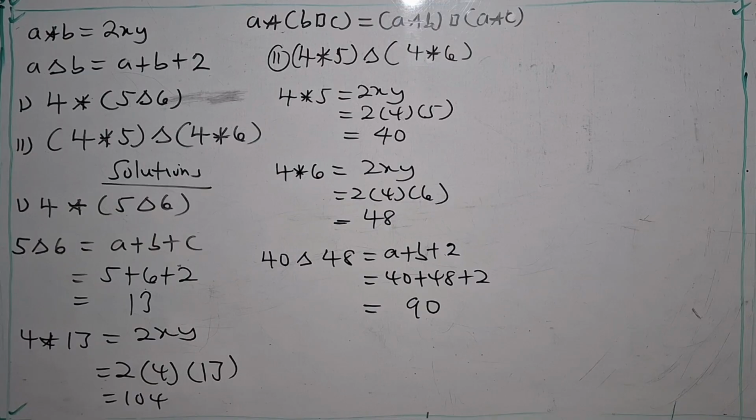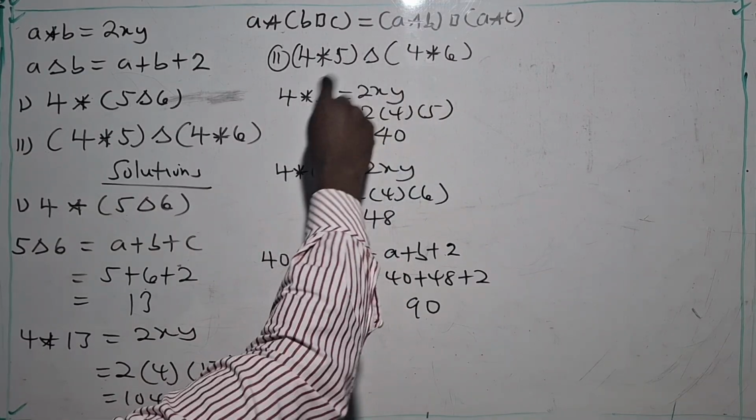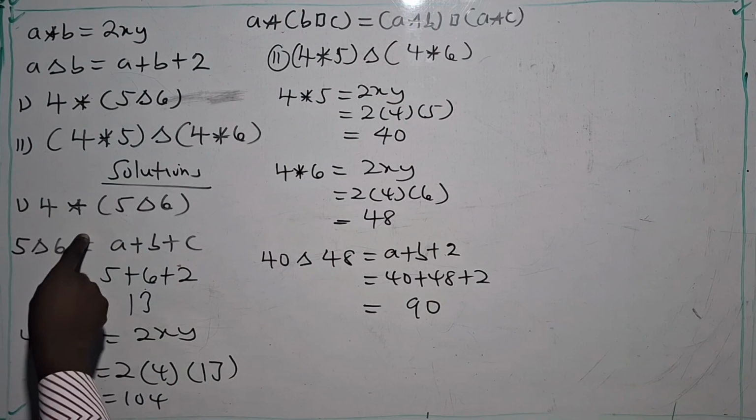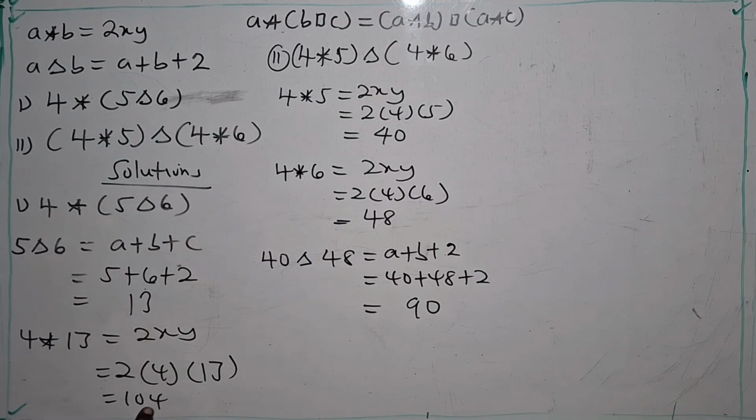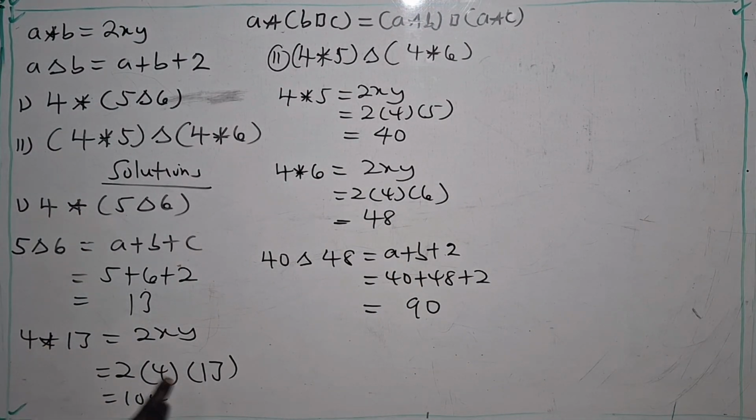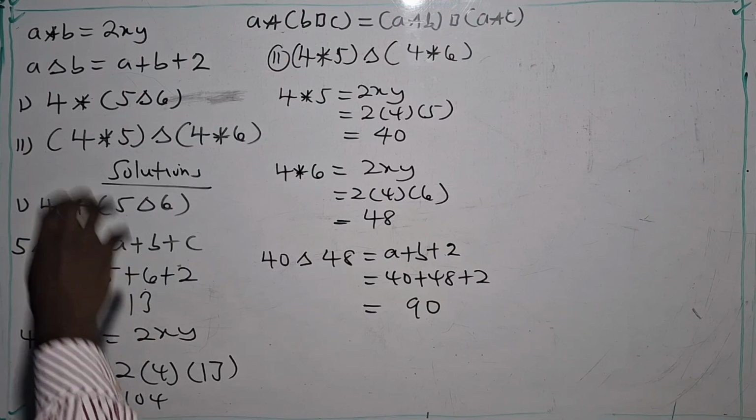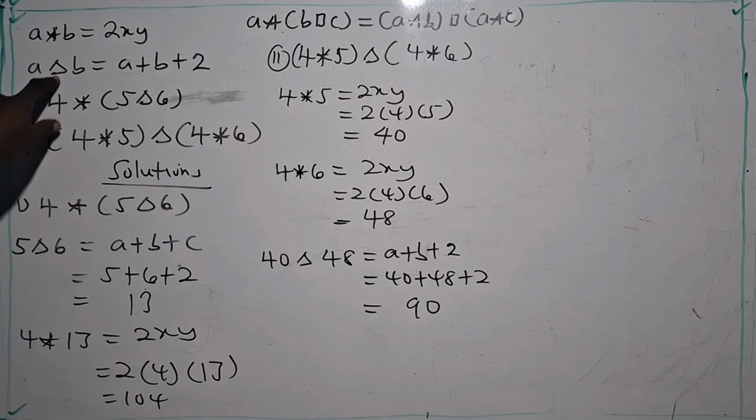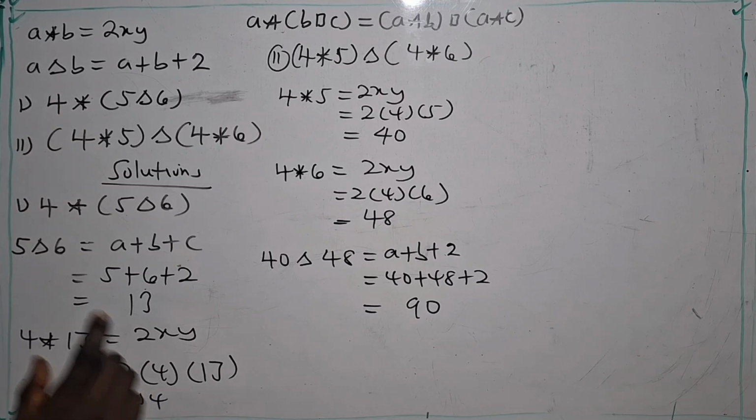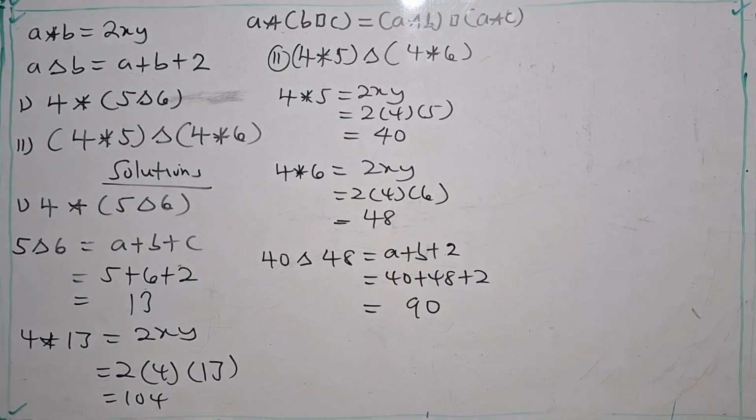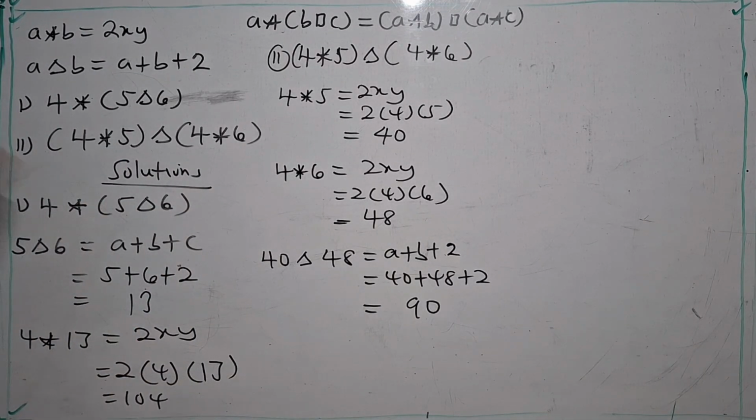Now I've gotten 90. When I use this operation, 4 operation, bracket, 5 operation 6, I got 104, then I got 90. What does it tell us? It tells us that this operation is not distributive over the other one. If it is distributive, the answer we get here should be the same as the answer here. As simple as that, like the one we did with associative, where we got the same answer.